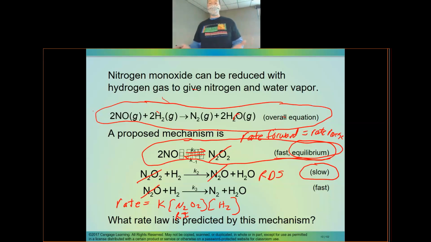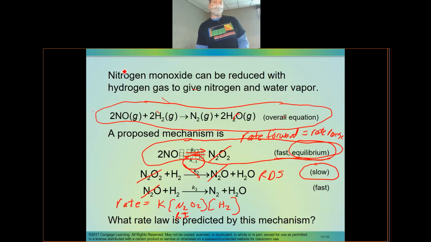The concentrations of your NO and your N2O2 in that equilibrium are not changing. The reaction's going to the right, the reaction's going to the left. At any given time, you have the same concentrations of those. That is an equilibrium. The rate of the forward is equal to the rate of the reverse reaction. Note here that they put a k1 for the forward reaction, and then they put a k minus 1 here, and that is indicating the rate constant for the reverse reaction.